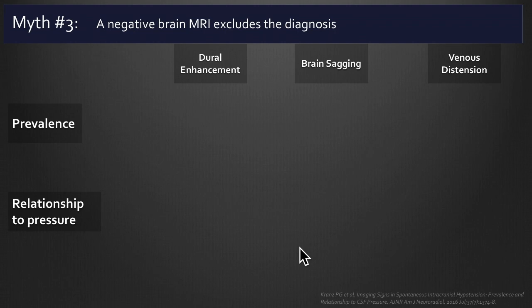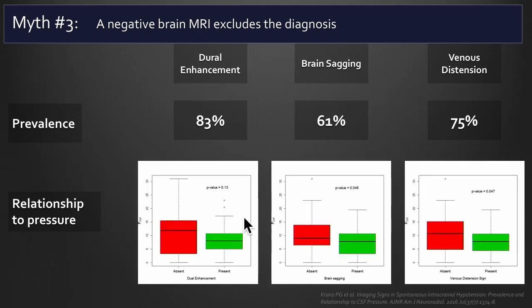We looked at the prevalence of these various imaging signs and found 83% had dural enhancement, 61% had brain sagging, and 75% had venous distension. And really there was a very poor relationship between CSF pressure and any of these individual imaging signs. So it wasn't predicted by having a high or low CSF pressure very well at all.